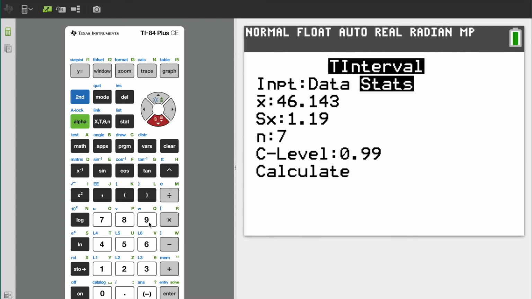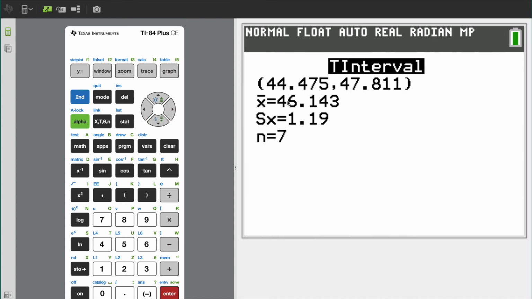And go down to calculate. Now we already have all the summary stats, so when we calculate this, all that information is exactly what I just plugged in, and it's telling us that we are 99% confident that the true average height for a miniature horse is between 44.475 centimeters and 47.811 centimeters. Okay, so those are good examples of the functions of how to find a confidence interval on your graphing calculator.